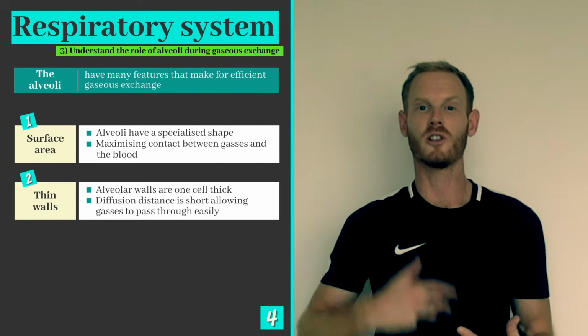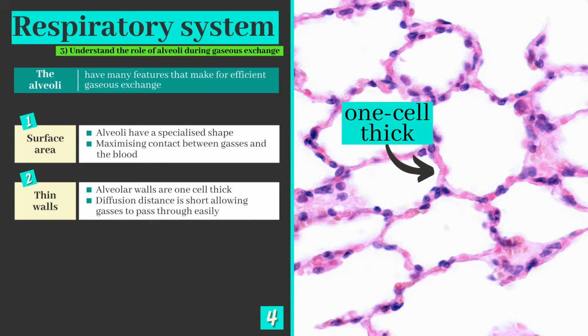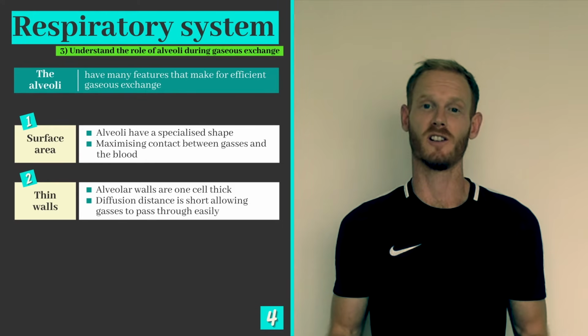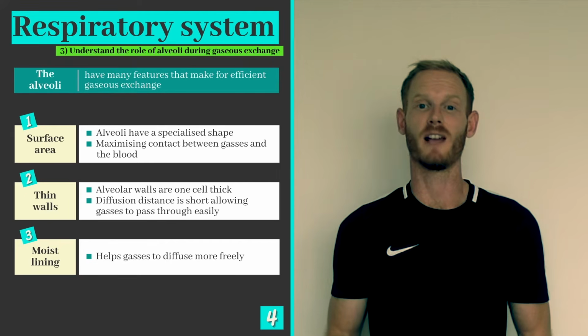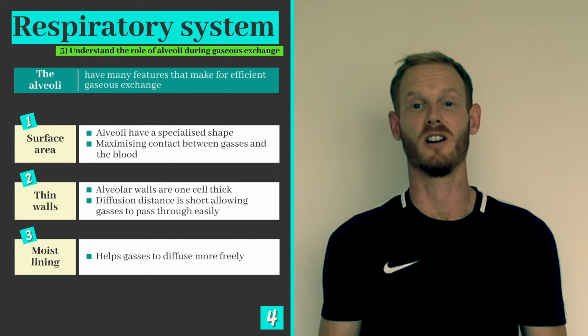The alveoli are also extremely delicate, as their walls are just 1 cell thick. The distance over which gases are exchanged is therefore short and unobstructed, allowing oxygen and carbon dioxide to diffuse freely. The lining of the alveoli is kept moist as the lungs secrete a liquid called surfactant. This moist surface helps gases to diffuse, speeding up the rate of oxygen uptake and carbon dioxide removal.